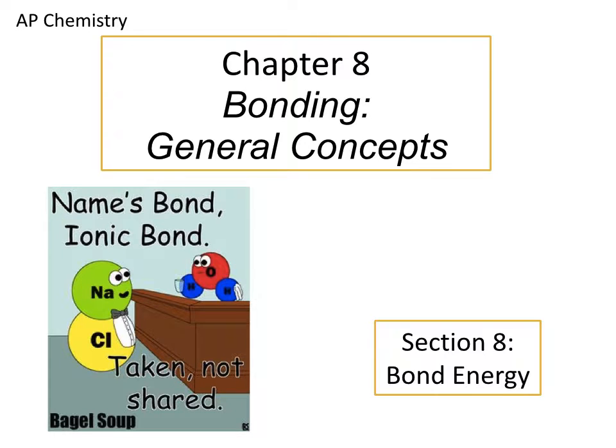The next section in Chapter 8 deals with bond energy. In chemistry, bond energy is the measure of bond strength in a chemical bond. It's the heat required to break 1 mole of molecules into their individual atoms, and the unit is typically joules or kilojoules per mole.